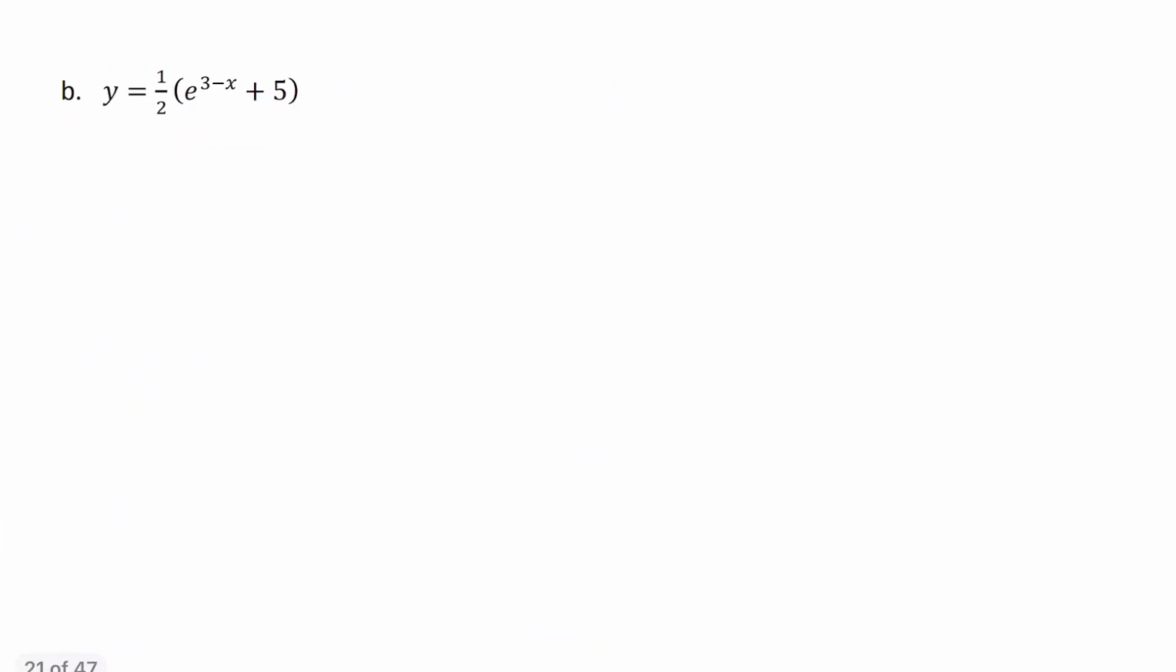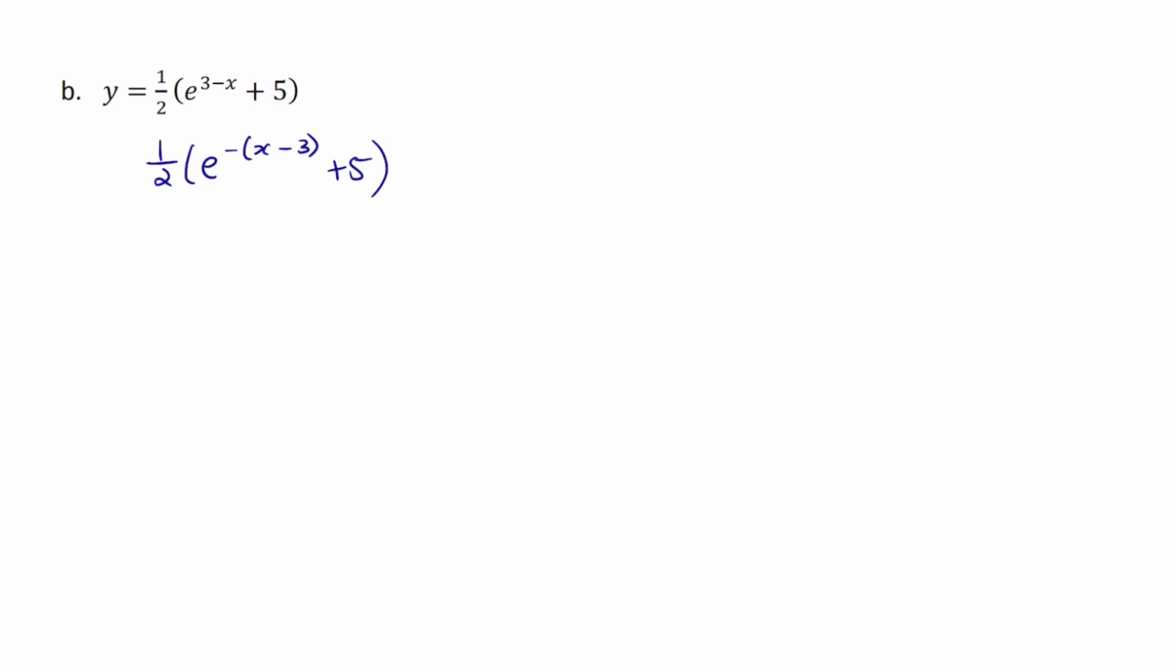Then we have part B. So similar again, we've got a bunch of transformations that have occurred. Here you want to not fall into the trap of thinking that it's a +3, because again, there's a number in front of the x. So whenever you see that, you must take that out so that you can see the true translation.